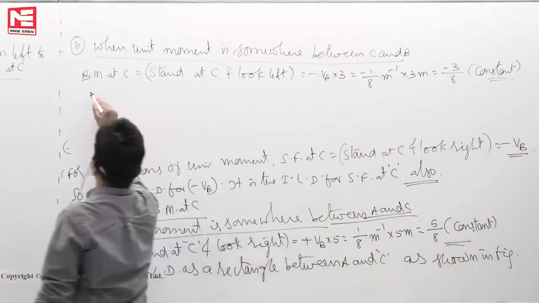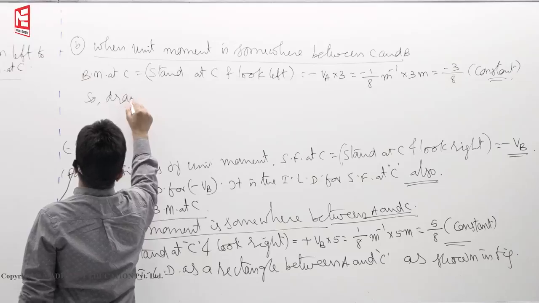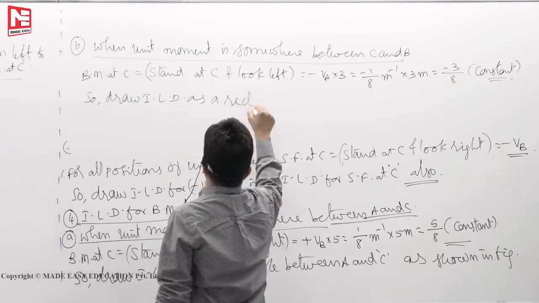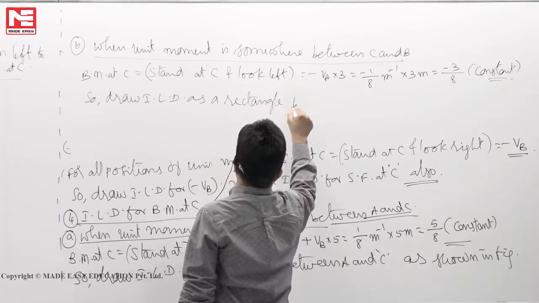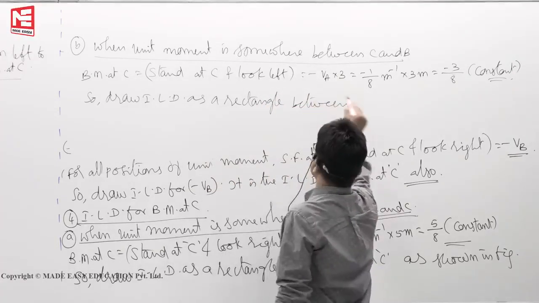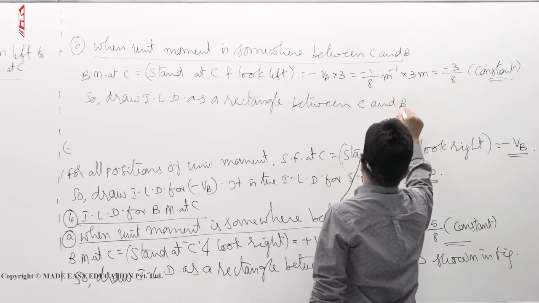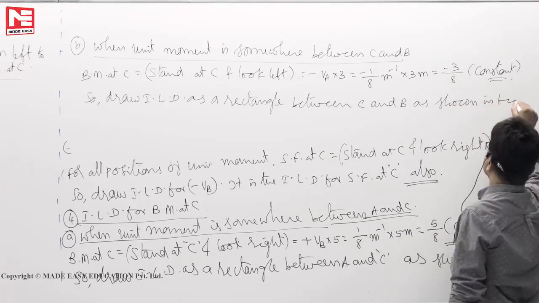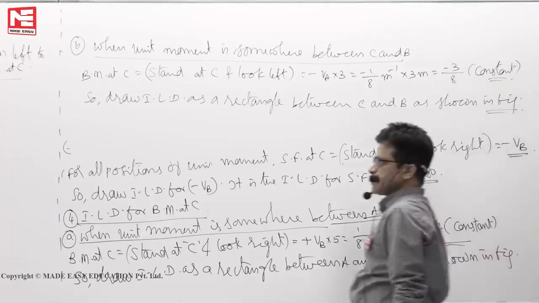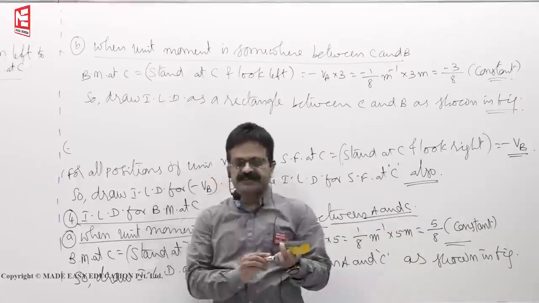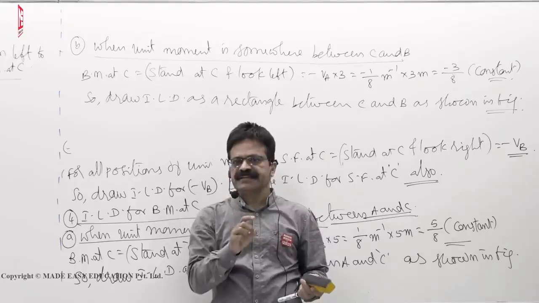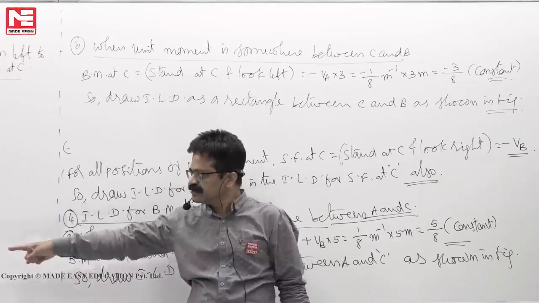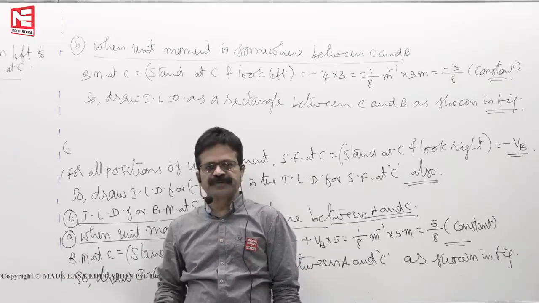So draw the ILD as a rectangle between C and B, as shown in figure. So like that. So 4 quantities we have drawn, but in the exam they ask what is the ILD for bending moment at C. 4 options they give, 2 rectangles is the correct one.